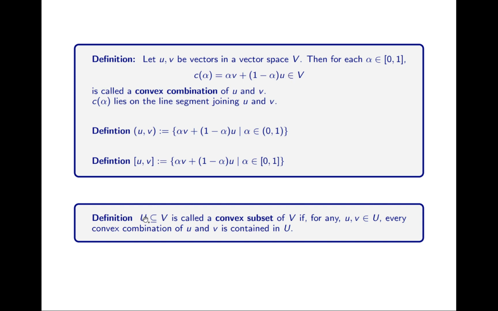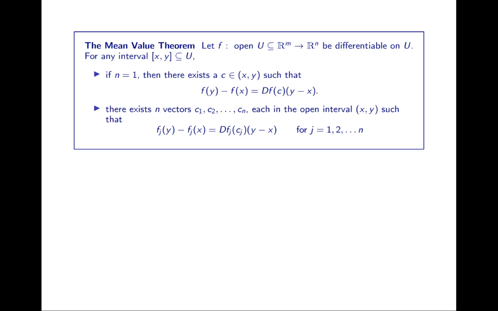And by the way, a subset is called a convex subset if for any two entries in u, the convex combination is contained in u. Okay, now we can give the mean value theorem.